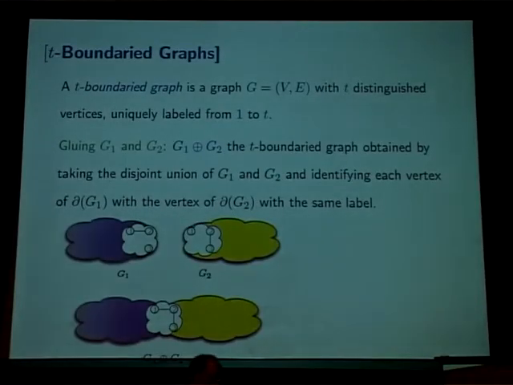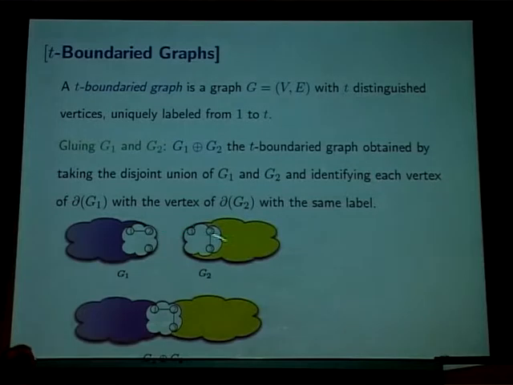I should also say a few words more formally about how protrusions work, what I mean by replacing one big protrusion by another one. Here I should be a little bit technical, so I should define what a labeled graph is, or boundary graph. I have a normal graph, and then I pick a subset of vertices and put labels on them. This is a boundary graph. The set of labeled vertices is called the boundary of the graph.